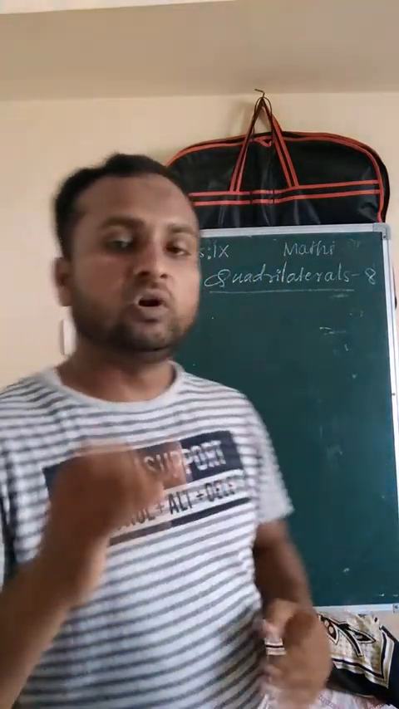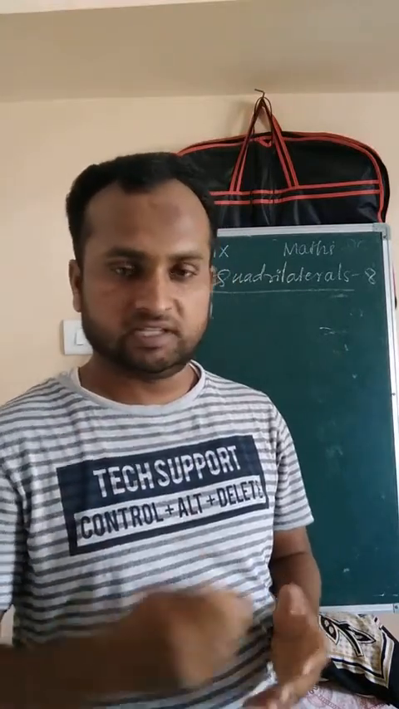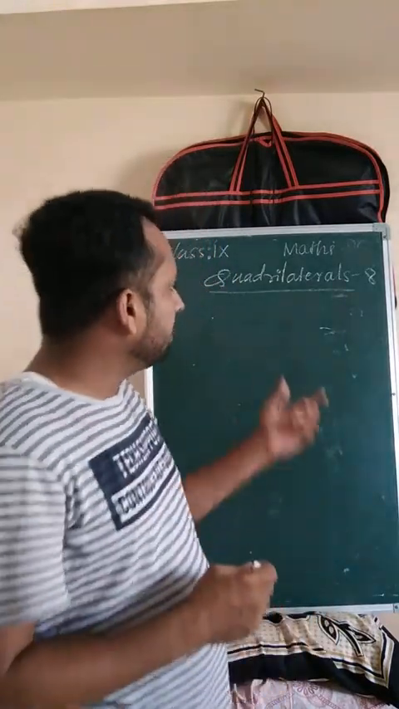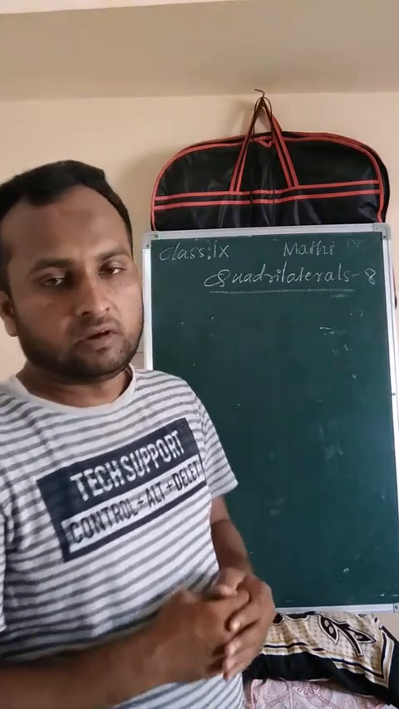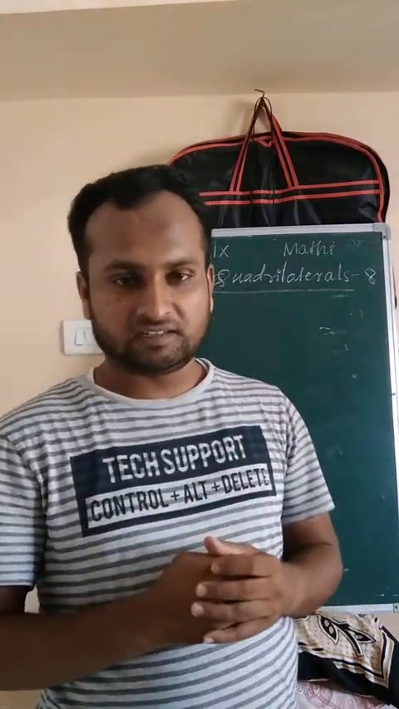In the previous class also, we learned about quadrilaterals. Quadrilaterals are figures having four line segments, and it is a closed figure. A quadrilateral is a closed plane figure bounded by four line segments. We have seen that yesterday. Today we will discuss the types of quadrilaterals.